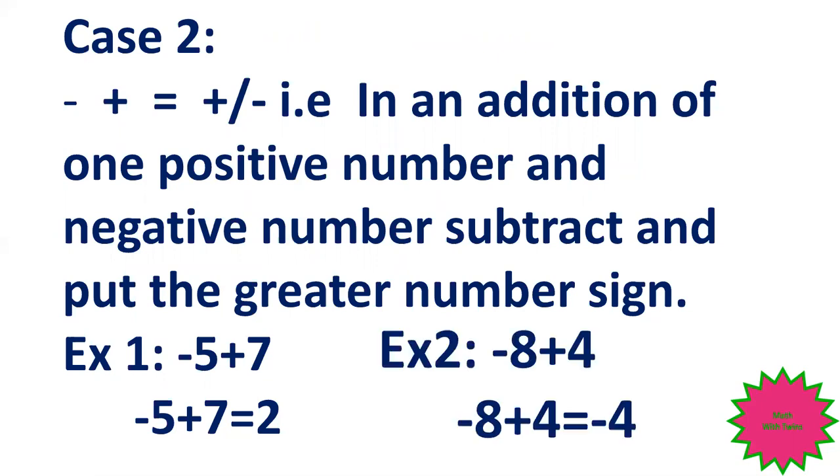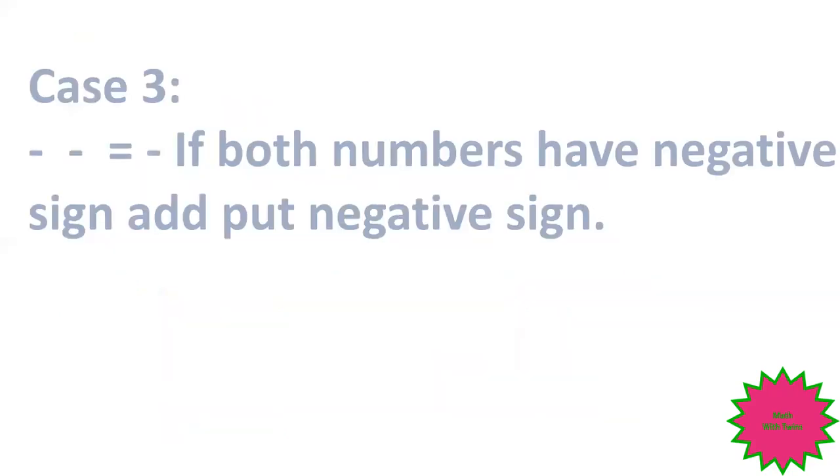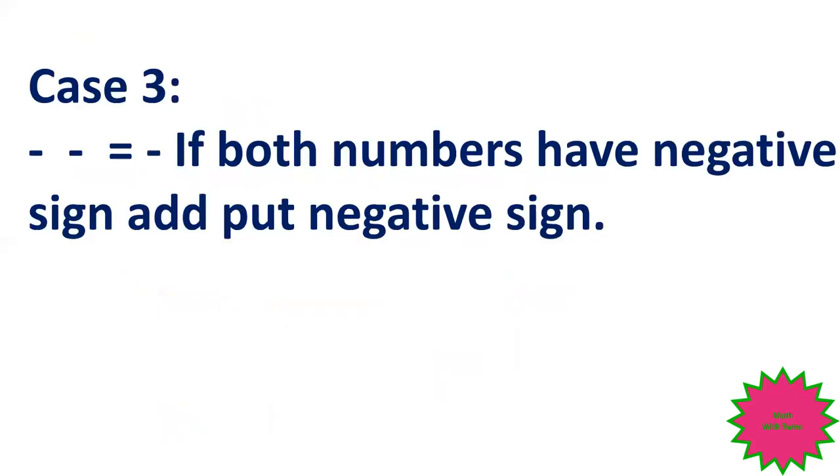There's another example. Let's check it out. Minus 8 plus 4. Here 8 is negative and 4 is positive. We need to subtract 8 minus 4, which will give us 4, and put the greater number's sign, which is minus. So our answer is negative 4.